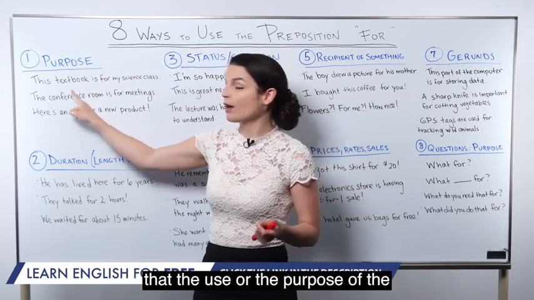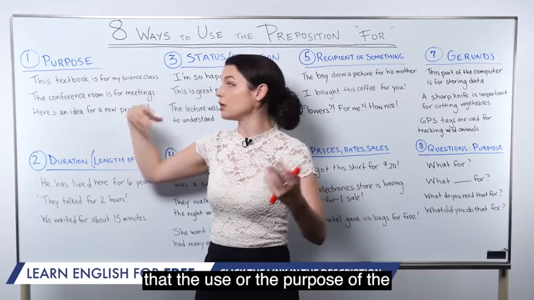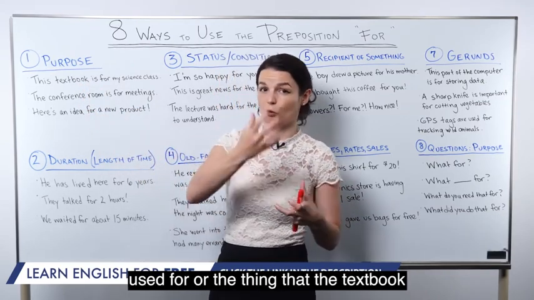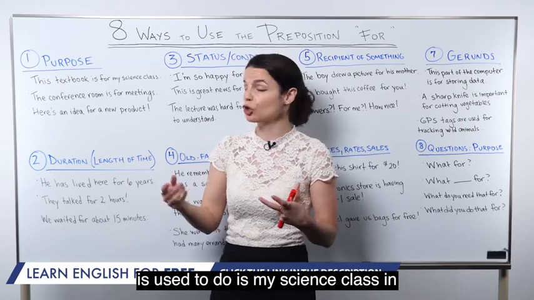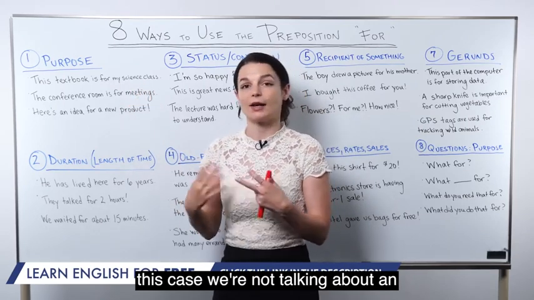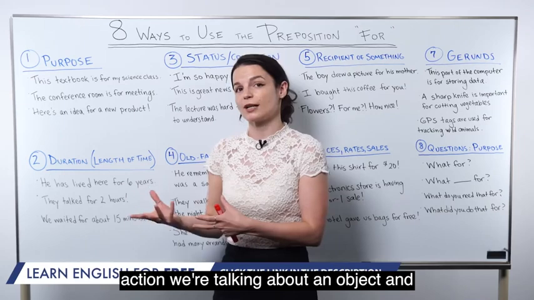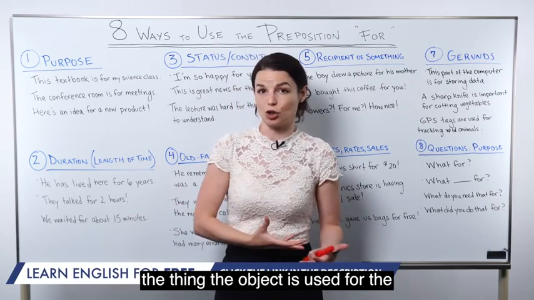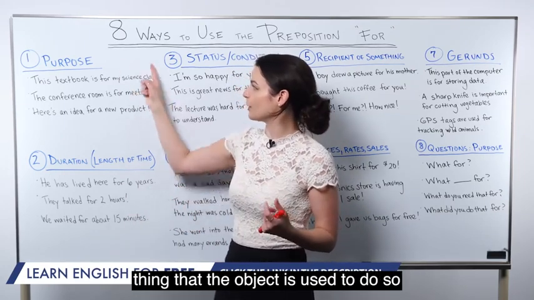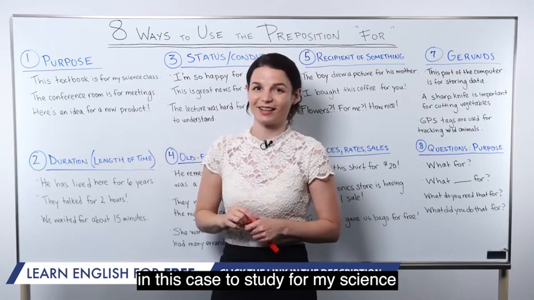So we show that the use or the purpose of the textbook, the thing that the textbook is used for, or the thing that the textbook is used to do, is my science class. In this case, we're not talking about an action, we're talking about an object and the thing the object is used for, the thing that the object is used to do. So in this case, to study for my science class.